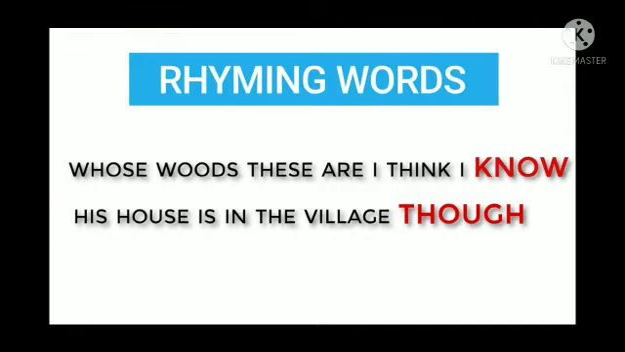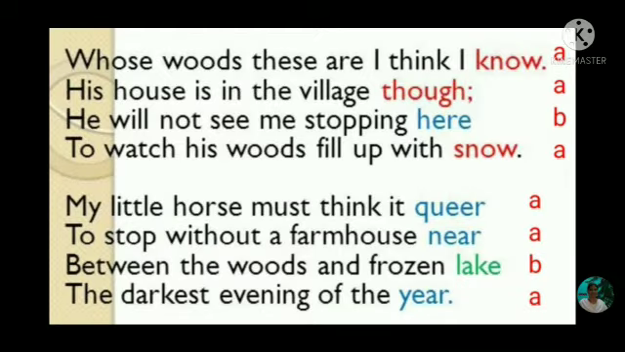First, rhyming words. Rhyming words are 2 or more words that have the same or similar ending sounds. The poem Stopping by Woods on a Snowy Evening has 4 stanzas, and all the 4 stanzas have rhyming words. They are: first stanza, "Whose woods these are I think I know. His house is in the village though. He will not see me stopping here to watch his woods fill up with snow."